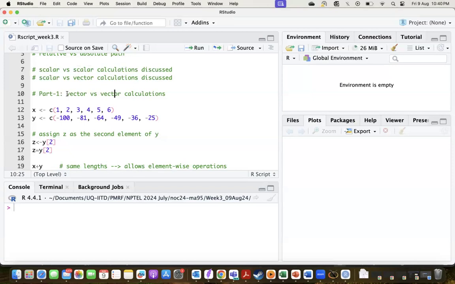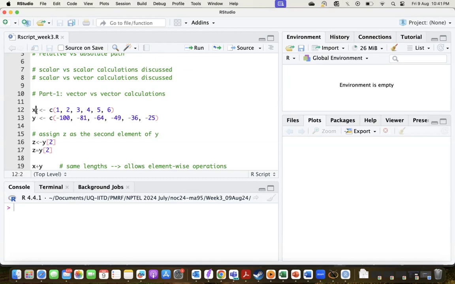Now, this week, we start off with discussing vector-vector calculations, and it's also building up on the same idea. So let's say you have these two vectors. I'm defining both of them using the c function, and I'm using the assignment operator to assign them to the variable x and to the variable y. This notation should be intuitive to you now, but if not, practice a bit more. You can always replace this with an equals sign. It's the same thing.